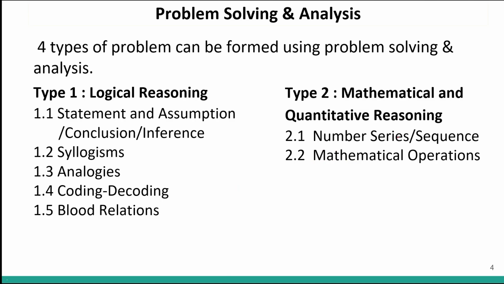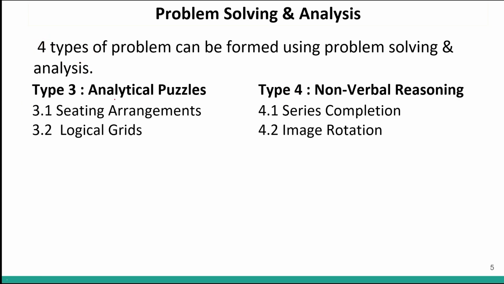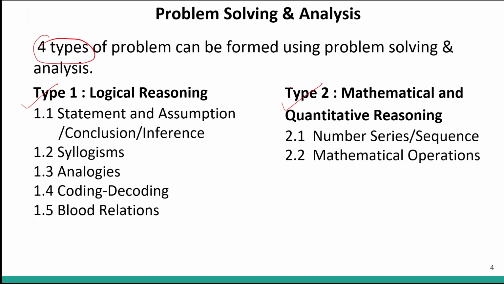Okay? In problem solving and analysis, you can get four types of questions. There are type 1 logical reasoning, type 2 mathematical and quantitative reasoning. Then we have type 3 analytical puzzles and type 4 non-verbal reasoning. Each type has certain subcategories. For example, logical reasoning has five subcategories. First is statement, assumption, conclusion, inference. Then syllogisms. Then analogies. The fourth is coding decoding, and fifth is blood relations.